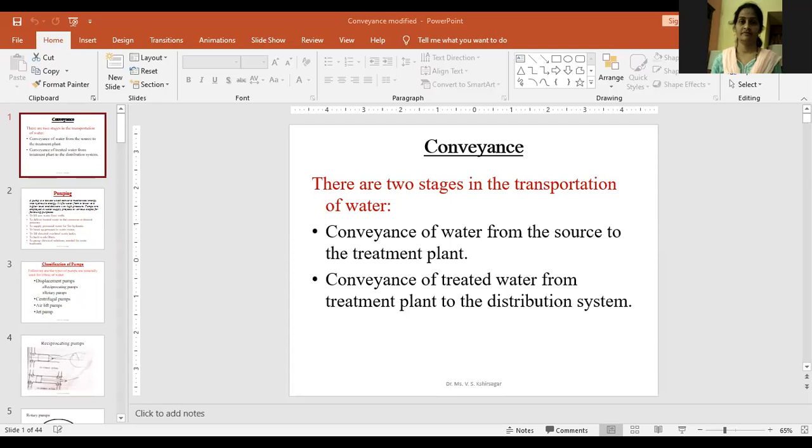In the first stage, a combined method will be used to collect and transmit the water. Combined method in the sense what? Water will be collected either by gravity or by pumping. It depends upon the source location. Usually sources are available in the low-lying area, and we need to have the treatment plant in the high-lying area. So accordingly, many of the times we need to collect the water by pumping instead of gravity.